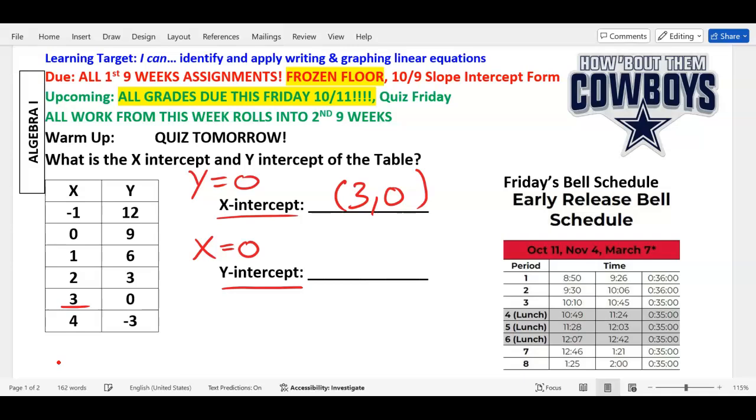Does everyone see how that works? X-intercept, y is 0. And then, of course, like we just sang, when x is 0, what is y? The y-intercept. Okay, so x is 0 right here. So that means this is my y-intercept, (0, 9). Do you see how that works? You got to be able to find intercepts on the table. Use that right here, right now.